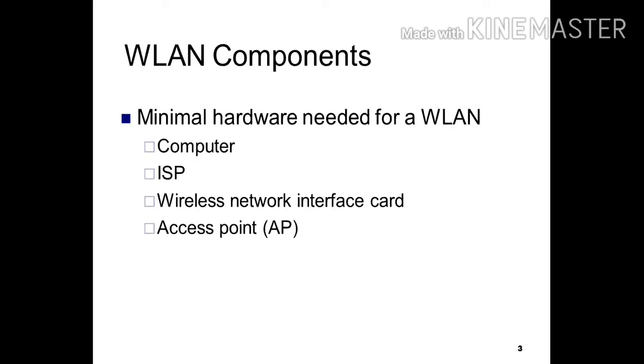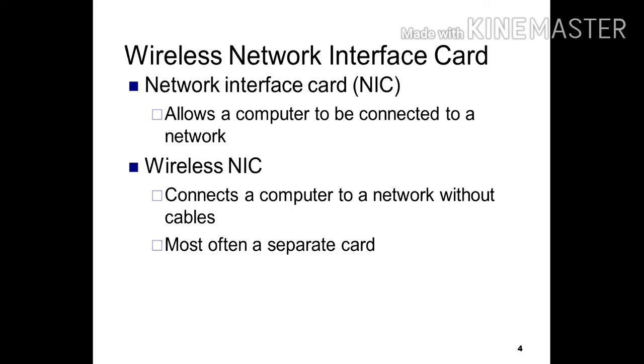So in order to establish a wireless LAN, the basic components which are required, of course, will require computers, will require internet, will require a wireless interface card and access point. So wireless network interface card is the heart of wireless interface card. As you know that each and every device or machine has a network interface card, which we call as a LAN card, that allows computer to connect to another computer or network. Similarly, wireless NIC is required in order to connect to wireless LAN.